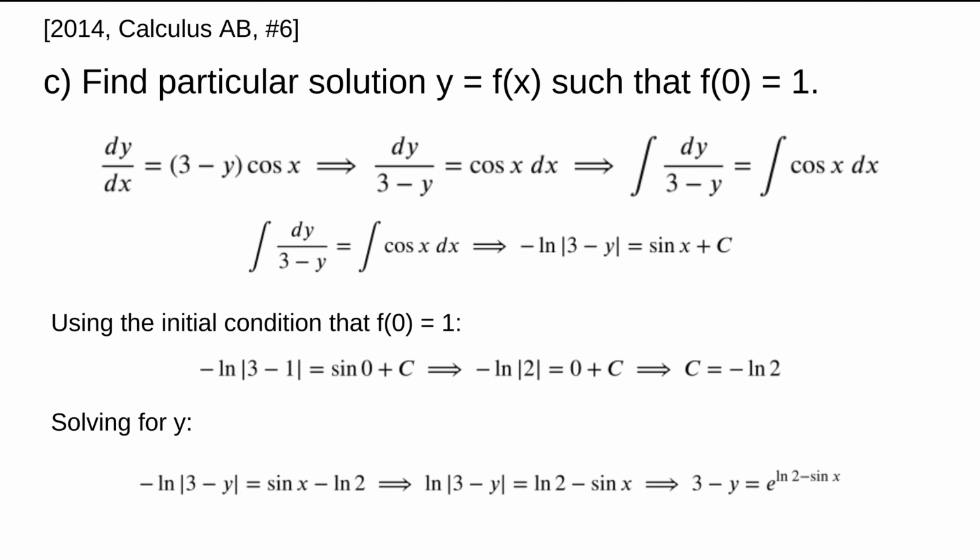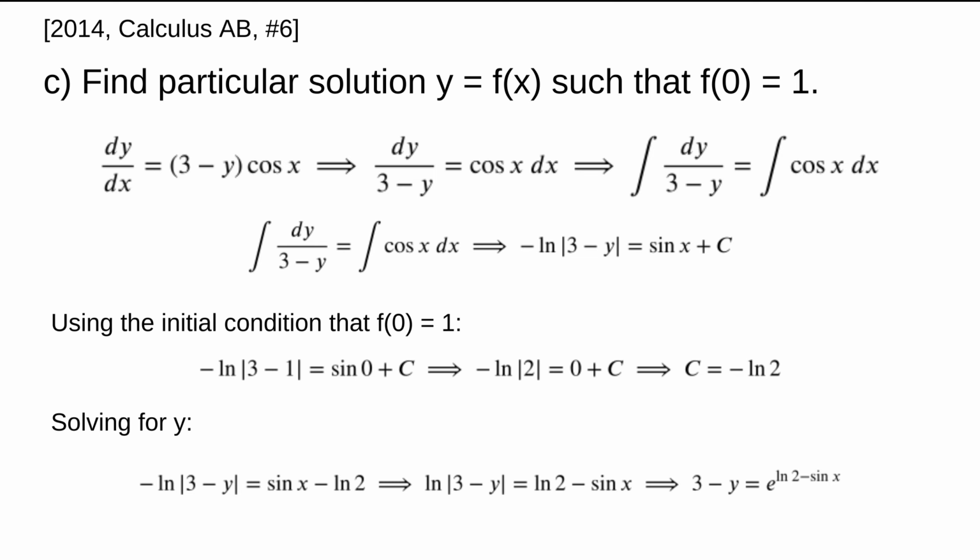I switch the negative sign to the other side just so I can get rid of it in front of the natural log. It does switch the terms on the right-hand side. And so we get natural log of absolute value of 3 minus y equals natural log of 2 minus sine of x, which, if we exponentiate both sides, we're going to get 3 minus y equals e to the natural log 2 minus sine of x.